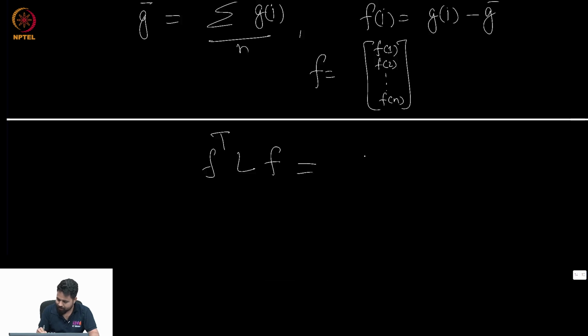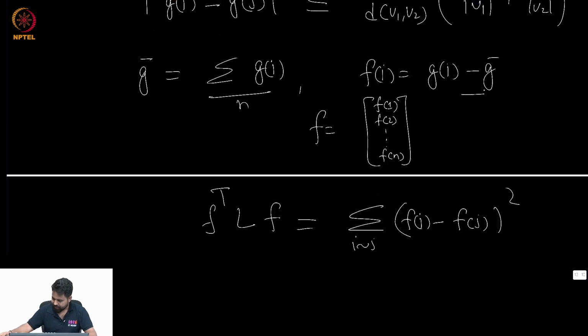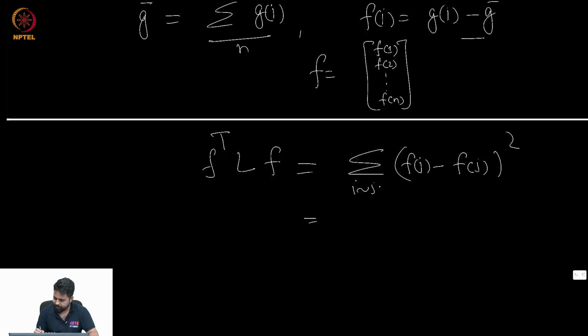So this is nothing but, if you take summation over all i and j, this is nothing but (f_i minus f_j) whole squared. So this we have seen multiple times. And by the way, due to this definition, this quantity is nothing but summation over all i and j of (g_i minus g_j) whole squared.